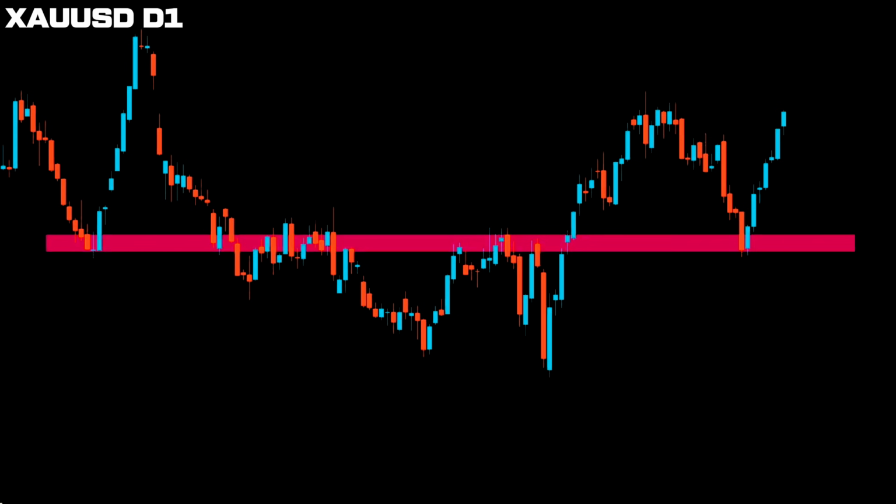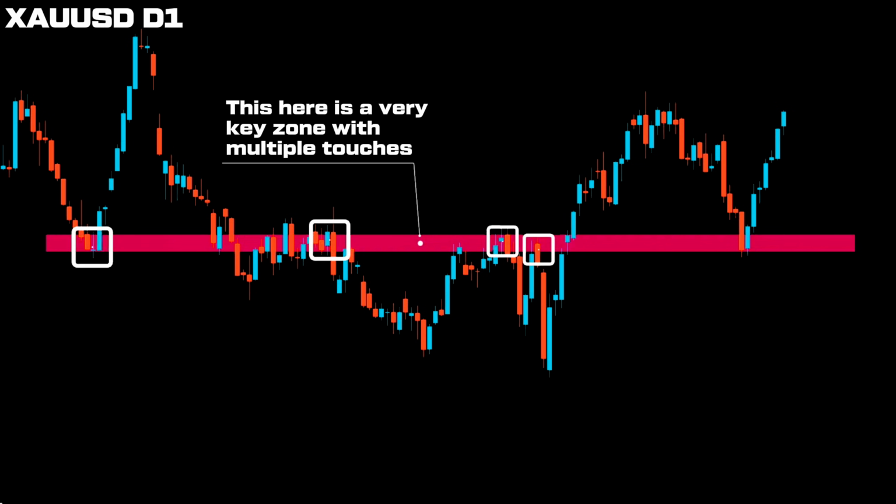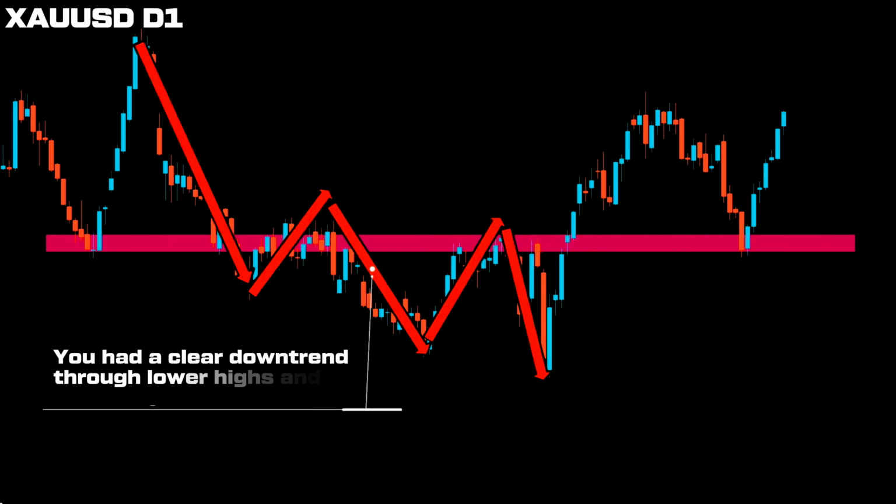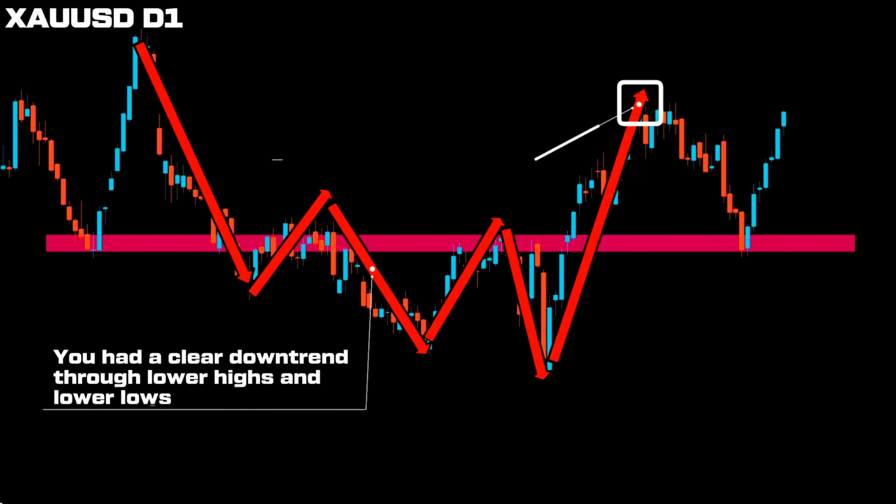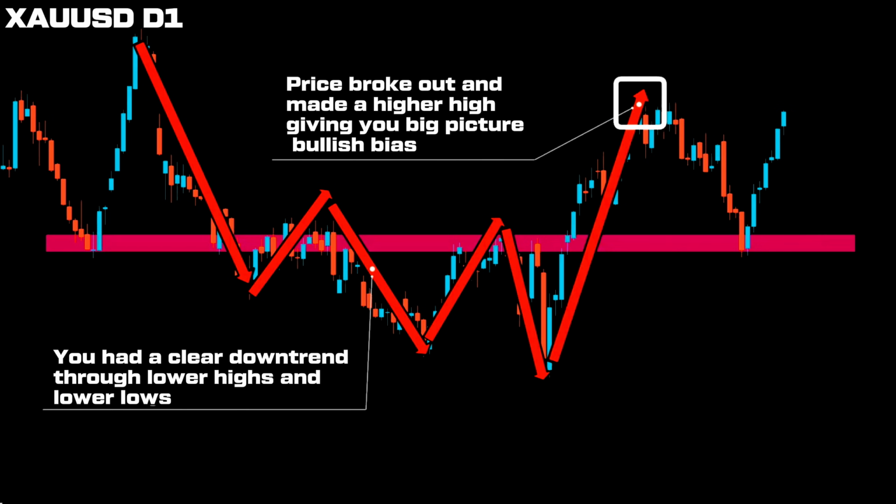We're starting on the daily time frame, where price has repeatedly respected a major support zone. Multiple reactions from this area suggest that buyers have been defending this level for an extended period of time, making it a key area to monitor. Before reaching this zone, the market had been trending lower, forming a sequence of lower highs and lower lows. However, once price broke above a major resistance area and established a higher high, the overall market structure shifted, providing an initial bullish outlook on the higher time frame.